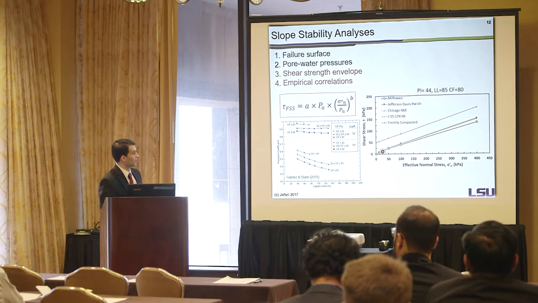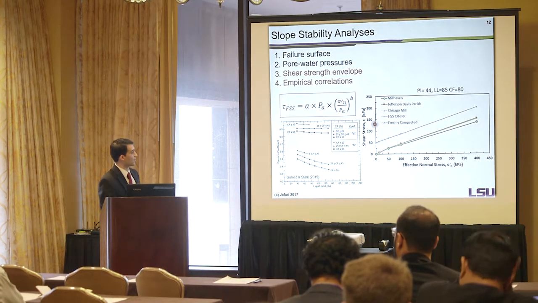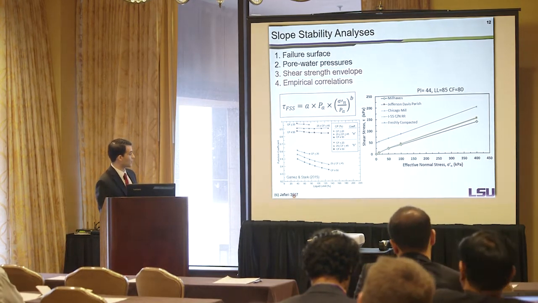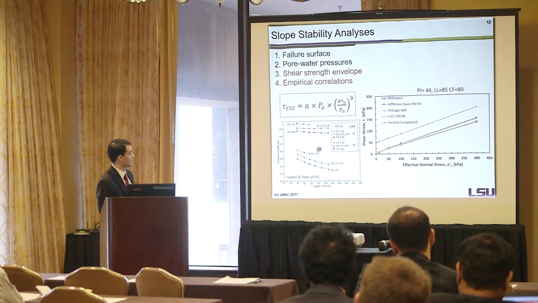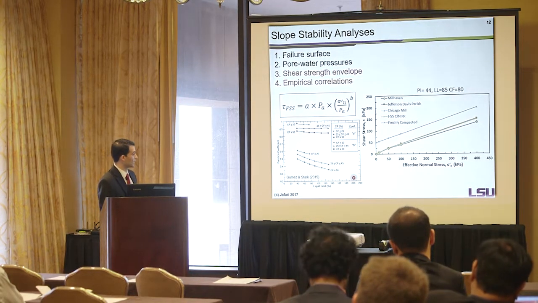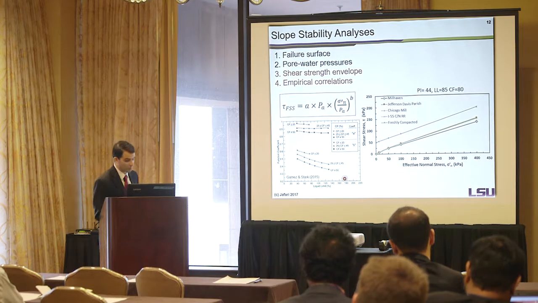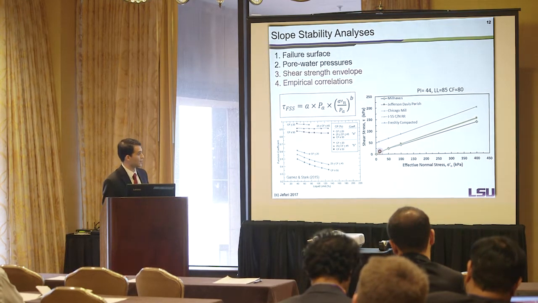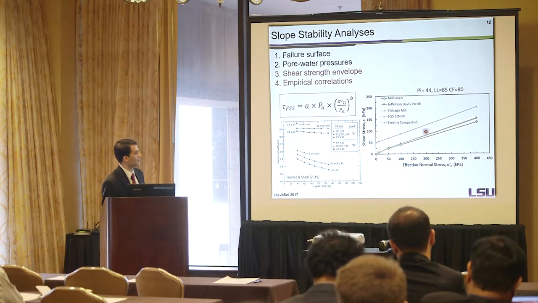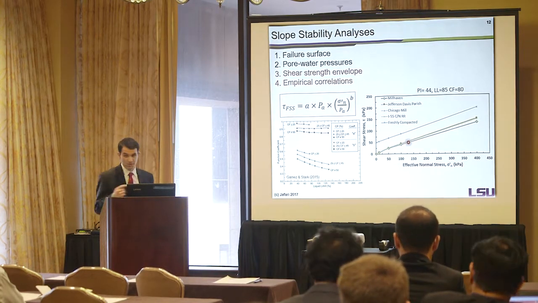In lieu of measuring the shear strength, there are also correlations for the fully softened shear strength. This uses clay size fraction and liquid limit to determine the shear strength envelope we see here on the right. And this would be the yellow, orange, and gray lines. So there are correlations available to get to the fully softened shear strength.